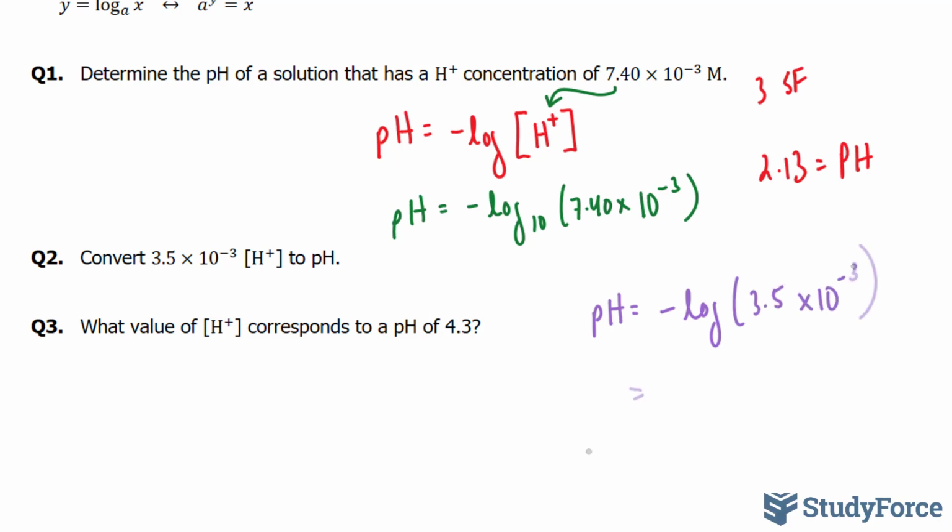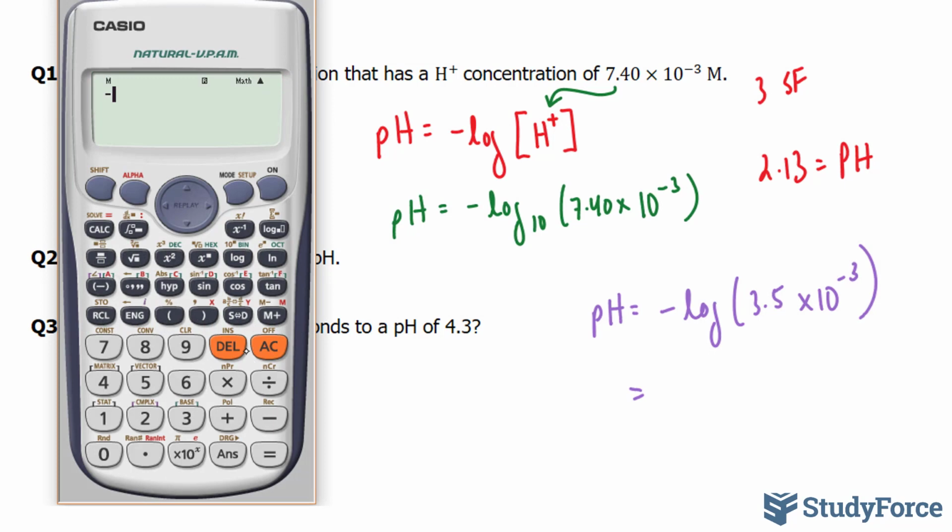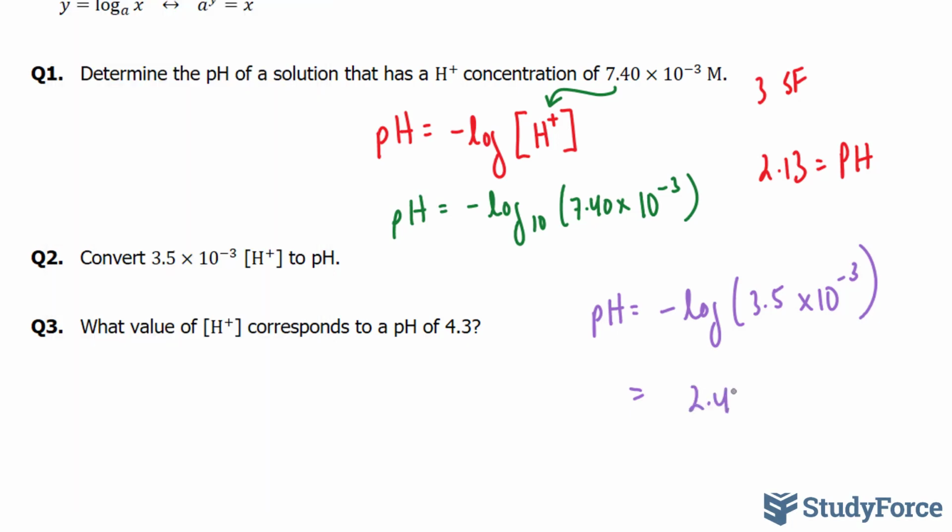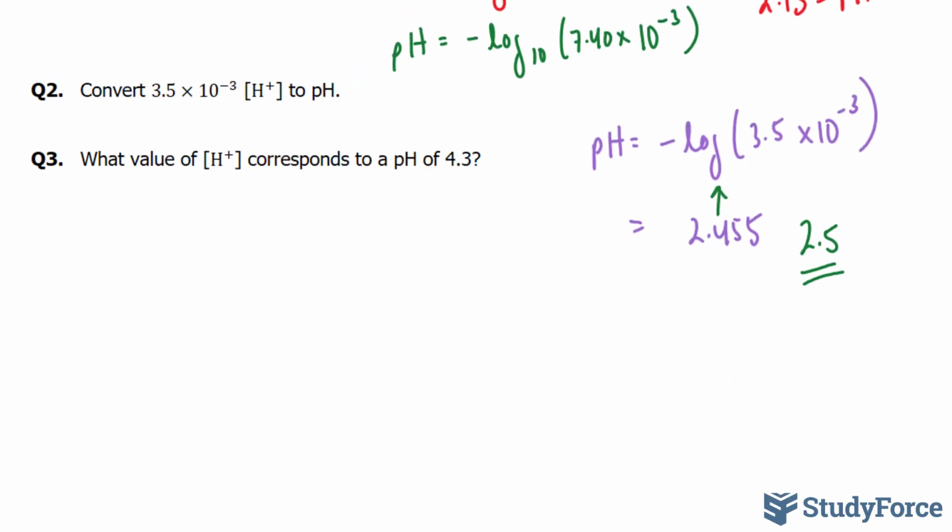And placing this into our calculator, we end up with negative log 3.5 times 10 to the power of negative 3. And we end up with 2.455. Now, since this number is followed by 5, therefore this number will go up to 2.5 as your pH, and that's the answer. Moving on to the last example, what value of H+ corresponds to a pH of 4.3?